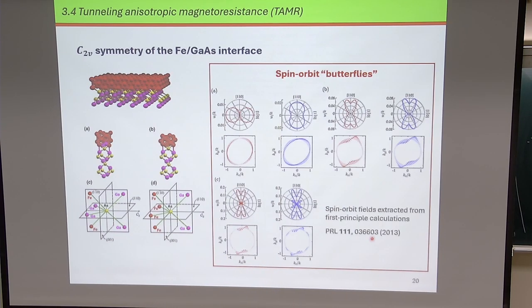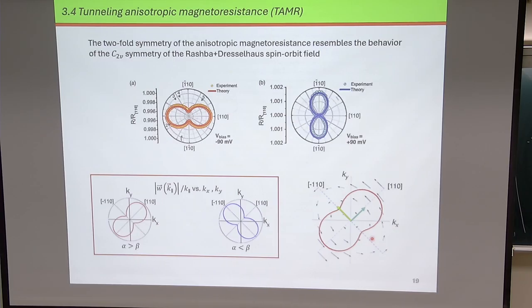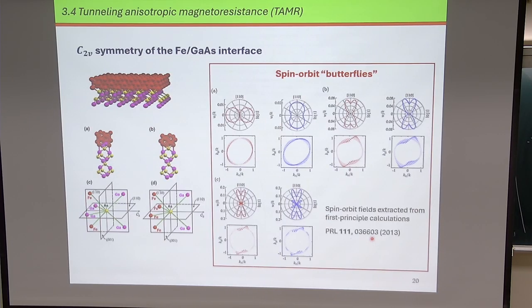Anyway, so why is this working here? The reason is, if you look at the interface between iron and gallium arsenide, you can have these couple of structures here. They have very similar energy. So in practice, you probably have at the interface some regions with this structure, which is arsenic terminated, or gallium terminated, okay? But both of them have the same two-fold C2v symmetry, which is the same symmetry that you have for Rashba and Dresselhaus at the same time, so the two of them.